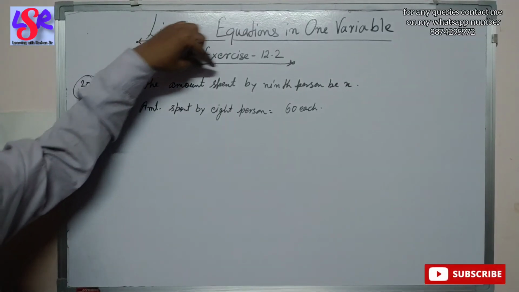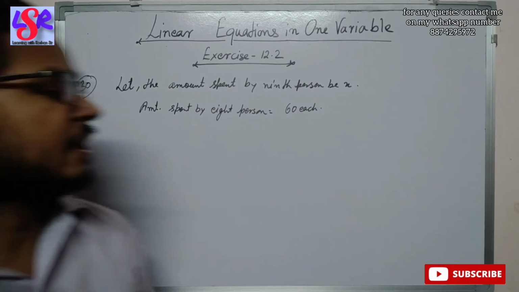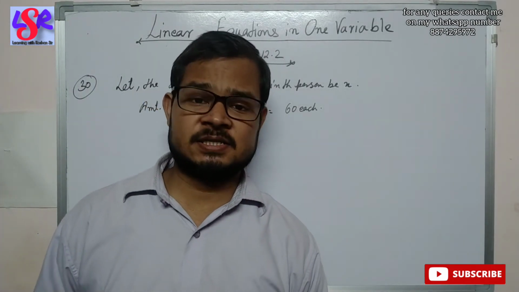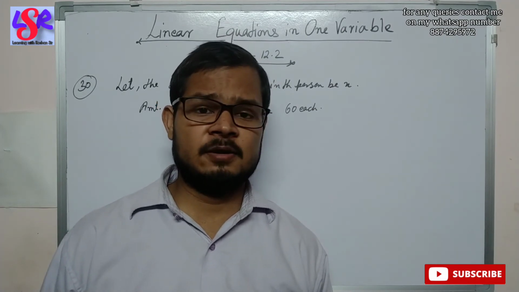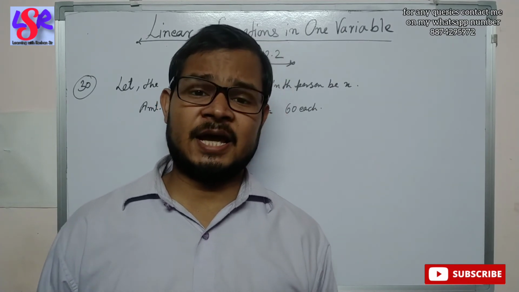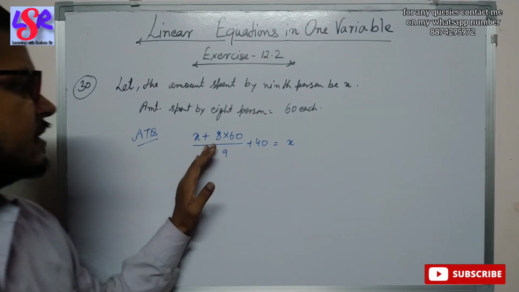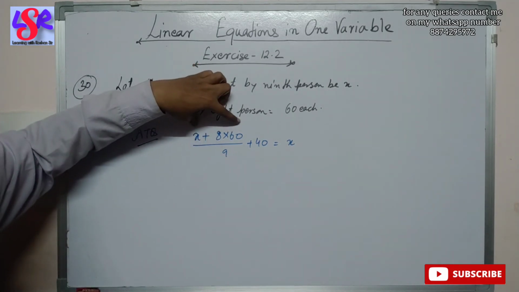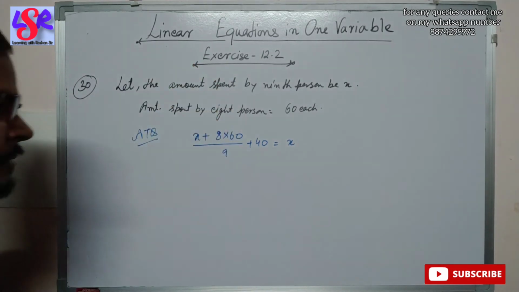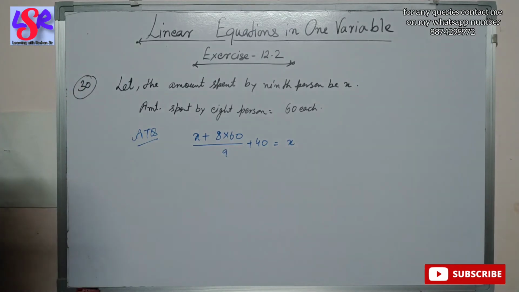Now let the amount spent by the ninth person be X, and the amount spent by the 8 persons has been given to us as 60 each. Now here it has been given that the ninth person is paying rupees 40 more than the average of all of them. So according to the question we have X plus 8 into 60 upon 9. This will give us the average of the total expenditure made by all of the 9, plus 40 will give you the value of the expenditure made by the ninth person.